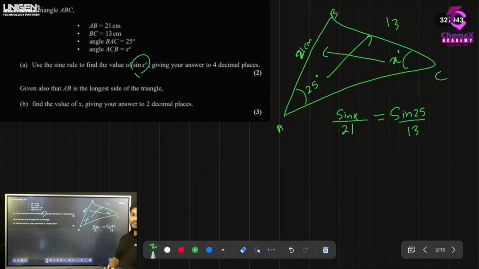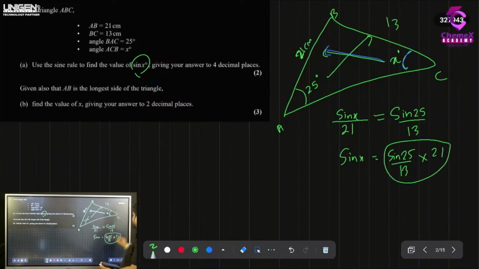Do you have any questions on how I use this rule? So you know, opposite side, right? Then they are asking to make sine x the subject. So sine x is equal to sine 25 over 13 multiplied by 21. Can someone type it in the calculator and give me the answer?